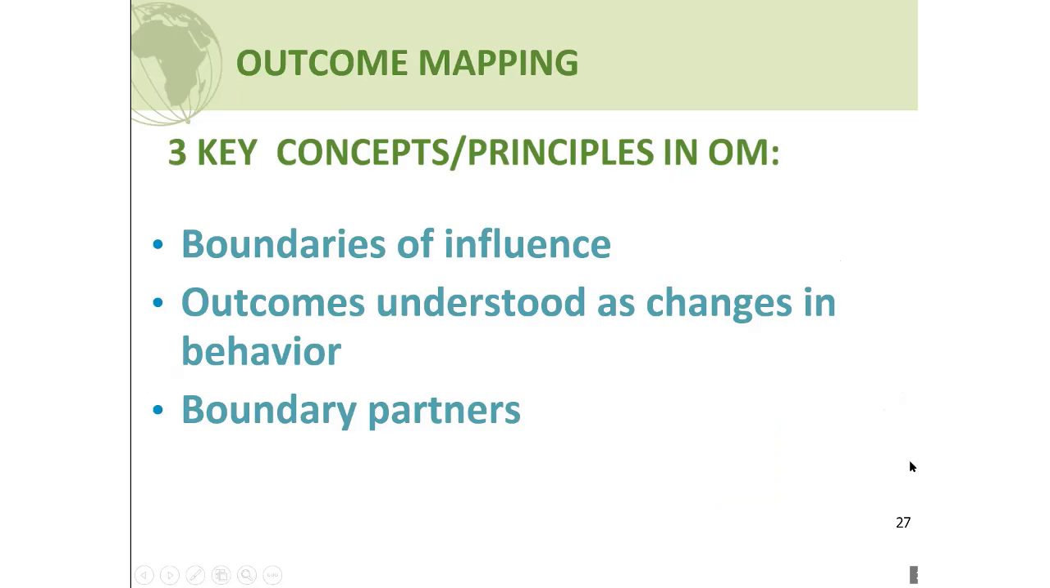And then we move to the third tool, which is outcome mapping. Outcome mapping is designed to be used at the beginning of the program, after it has been decided on. It is usually a participatory planning methodology, which has implications on how monitoring and evaluation is conducted. It is based on 3 principles: the boundaries of influence, outcomes understood as changes in behavior, and the importance of boundary partners, as you will see. I will go into details.